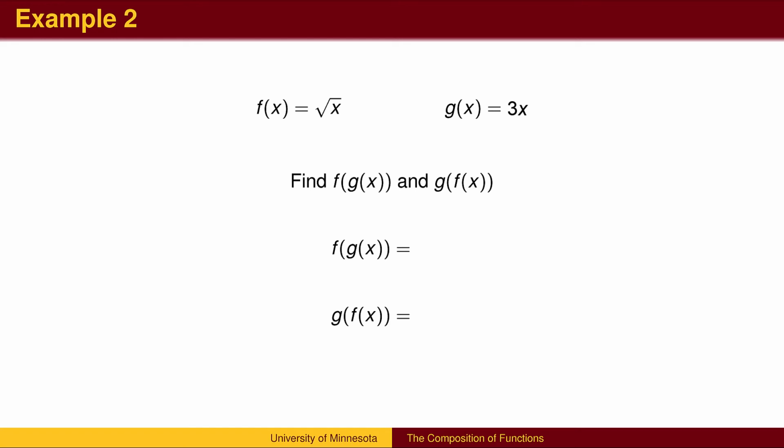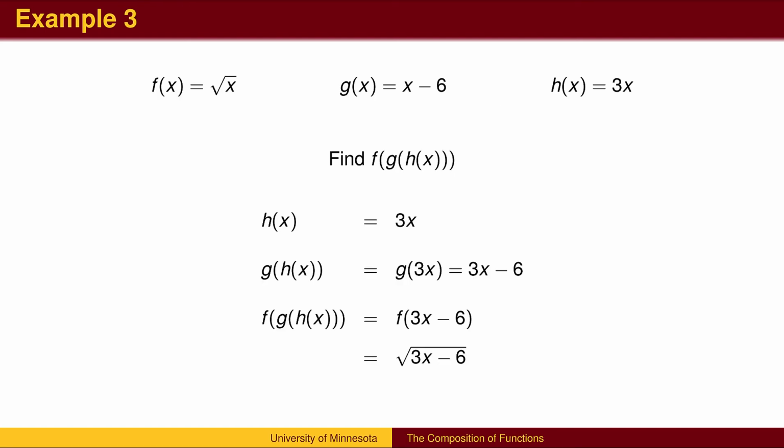Here's another example. To find the first answer, use the output of the g function as the input to the f function. That is, plug 3x into the f function. The f function takes the square root of the input, which in this case is the g function, shown in red. So that we are taking the square root of the g function. To find the second answer, use the output of the f function, that is, use the square root of x, as the input to the g function. Again, the input function is shown in red, and in this case, the g function multiplies the input by 3.